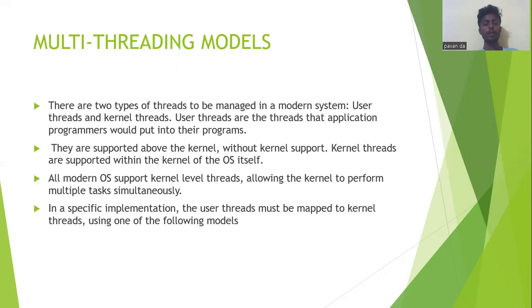Then, what are multi-threading models? There are two types of threads to be managed in a modern system: user threads and kernel threads. User threads are threads the application programmers would put into their programs. They are supported above the kernel, without kernel support. Kernel threads are supported within the kernel of the OS itself. All modern operating systems support kernel-level threads, allowing the kernel to perform multiple tasks simultaneously. In a specific implementation, the user threads must be mapped to kernel threads using one of the following models.